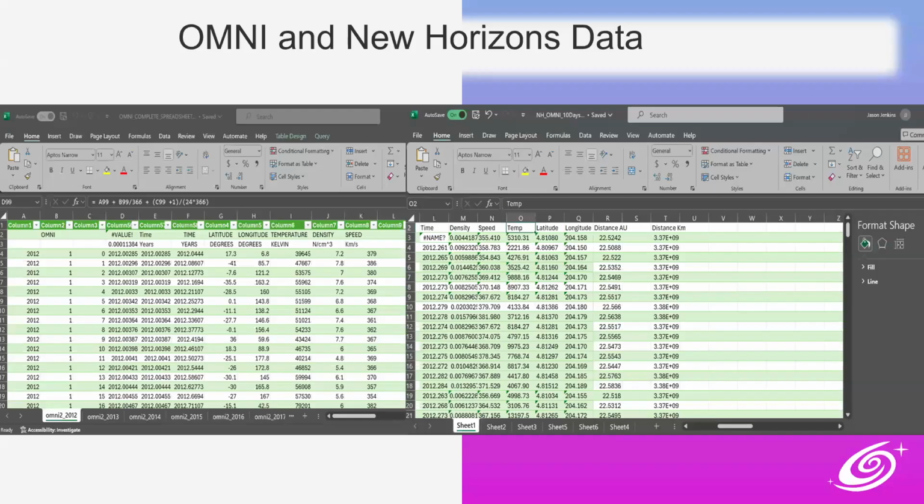Here we have the data from two different spacecraft that we used throughout my internship, with Omni on the left and New Horizons on the right. The data we utilized was its distance, speed, density, temperature, and its spatial coordinates of latitude and longitude with respect to time. All of it is with respect to time.